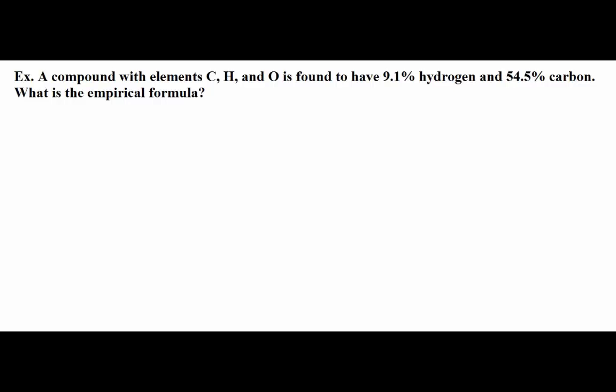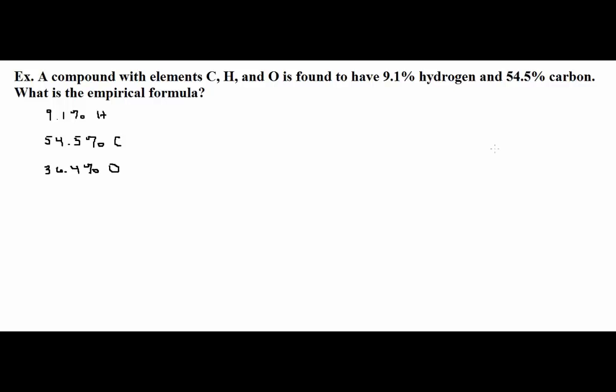So in this problem, it tells you that you have a compound that's made up of carbon, hydrogen, and oxygen, and it tells you that 9.1% of it is hydrogen and 54.5% of it is carbon. So the first thing you should be asking is what percent of it is oxygen. So if 9.1% of it is hydrogen and 54.5% of it is carbon, the rest is going to be oxygen. So if I take 100 and subtract those two values from it, what I get is 36.4% being oxygen.